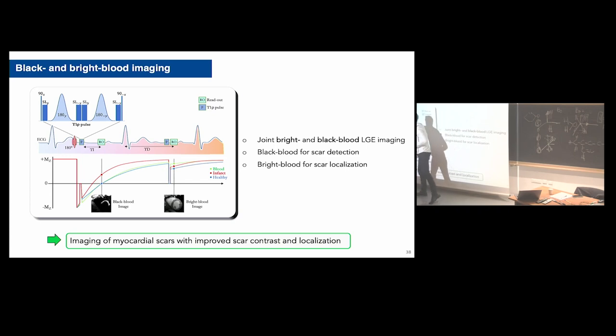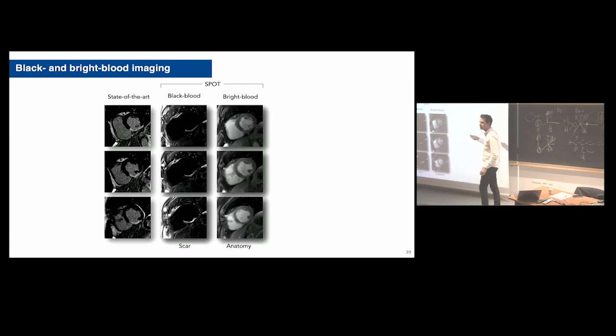And we can exploit also the recovery heartbeat. Remember the recovery heartbeat where we do nothing? Why not collect an image in the recovery heartbeat to extract the anatomy? So that's what people are doing now. And this is very interesting because that's what you will get at the end of the acquisition. So here's the patient with myocardial infarction. You recognize the scar here. Perfect case.